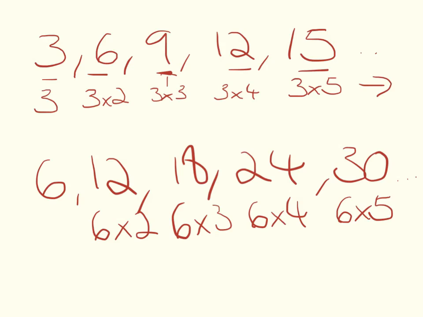So I'll just say it again: when you have a number and you multiply it by another factor, that product is a multiple of the first number you multiplied the factor by.